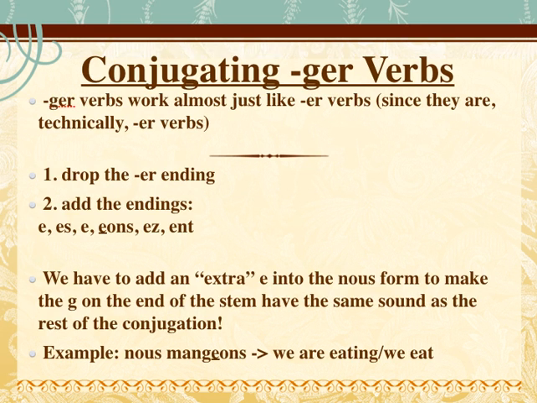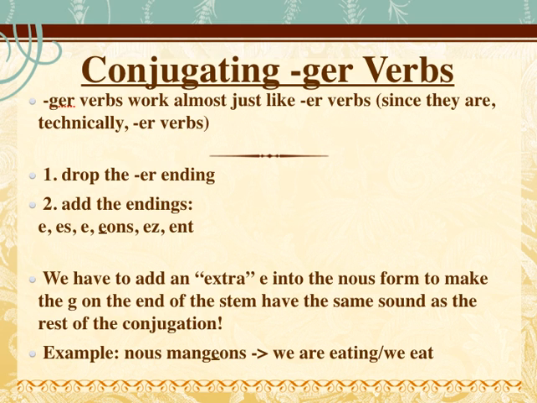Starting with GER verbs, they're going to work almost the exact same way, only we have a slight change in our ending. So you drop your ER and then add the endings E, ES, E, EONS, EZ, ENT. We have to put an extra E into the nous form so that the G will make the same sound as the rest of the conjugation.